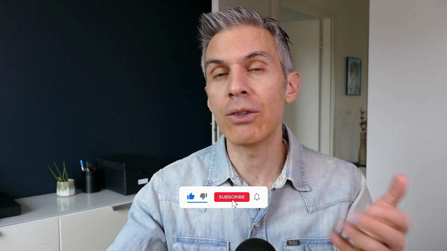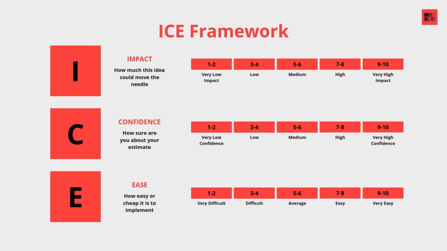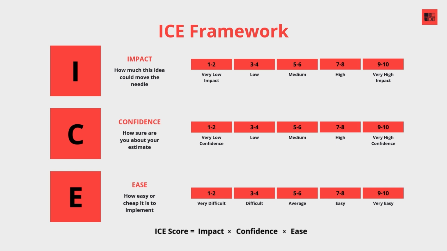When it comes to scoring, it's very important that you set within the framework the ranges, the scales that you are going to use to score these different metrics. Because you have to be consistent when you are scoring, and you have to define those scales very well. I propose some that you can use, based on a scale from 1 to 10, where you usually start from 1, very low, to 10, very high, whether it's the impact, the confidence, or the ease of implementation. And finally, the score is obtained by multiplying the three metrics.